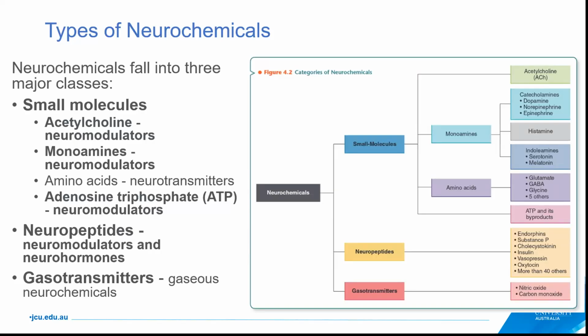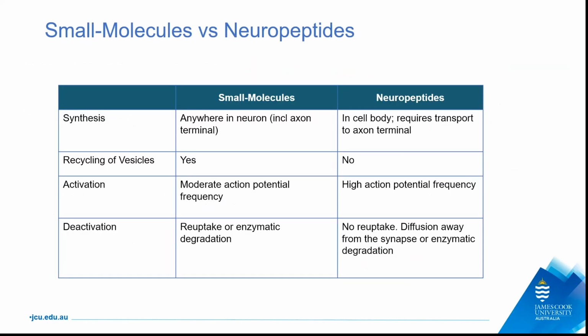And then there's also carbon monoxide that we can inhale and kill ourselves. I'm not going into that. Right. So this is a very important table comparing our small molecules with neuropeptides. I'm just going to read a few important points.